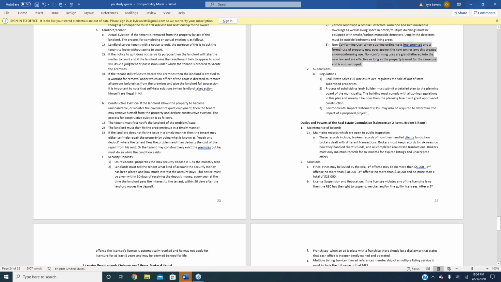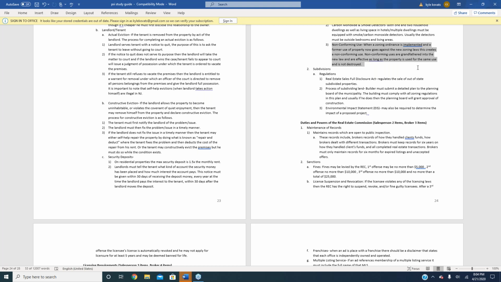Then we have the non-conforming use. This is a use of property that was lawfully established prior to the enactment of a new zoning ordinance. So in other words, I built a soda factory where it was zoned for it. Then the town came in and rezoned it, and the town said, you can't have soda factories here anymore, only single family use, but you're grandfathered in as a pre-existing non-conforming use.